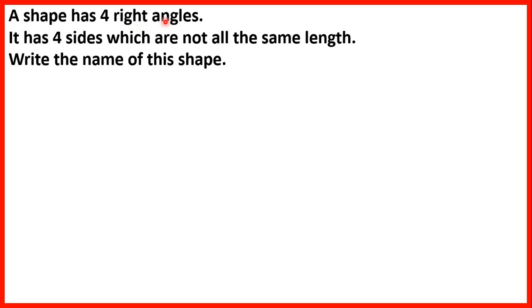A shape has 4 right angles. It has 4 sides which are not all the same length. Write the name of this shape. So remember, a right angle is like the corner of a piece of paper or the corner of this screen. We know that squares and rectangles have 4 right angles, but because we need a shape with 4 sides which are not all the same length, the shape must be a rectangle. A rectangle has 4 right angles, and it has 2 longer sides and 2 shorter sides, so that's 4 sides which are not all the same length.